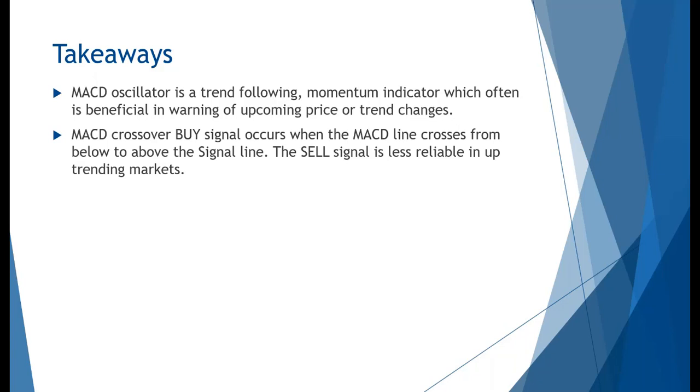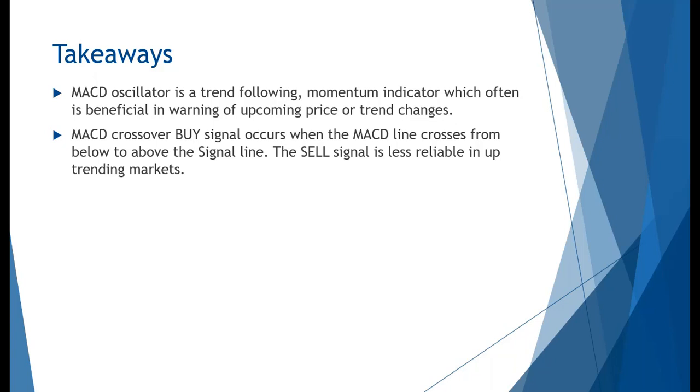The buy signal, the MACD buy signal, occurs when the MACD line crosses from below to above the signal line. The sell signal is less reliable in uptrends.